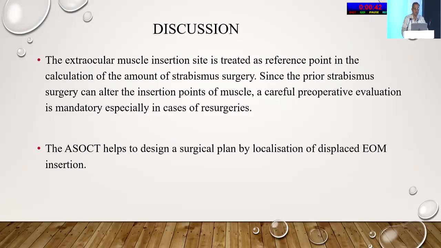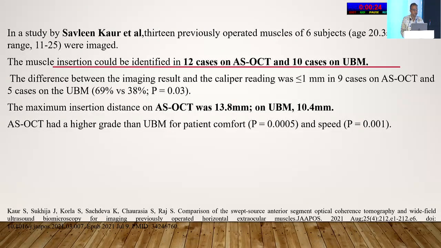So the extraocular muscle insertion site is treated as a reference point in calculation of the amount of strabismus surgery. Since prior strabismus surgery can alter the insertion point of muscles, a careful preoperative evaluation is mandatory, and ASOCT helps to design a surgical plan by localization of displaced extraocular muscle insertion. In a study done by Subhash et al., the muscle insertion could be identified in 12 cases on ASOCT and 10 cases on UBM, and maximum insertion distance on ASOCT was 13.8, and on UBM it was 10.4.